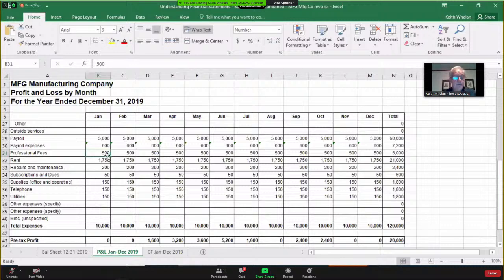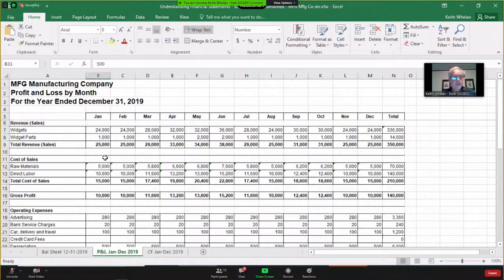And that's when your cash flow statement is going to show that January professional fee that you were billed, because it didn't leave your bank account until February. So that's a key difference between a P&L statement and a cash flow statement.